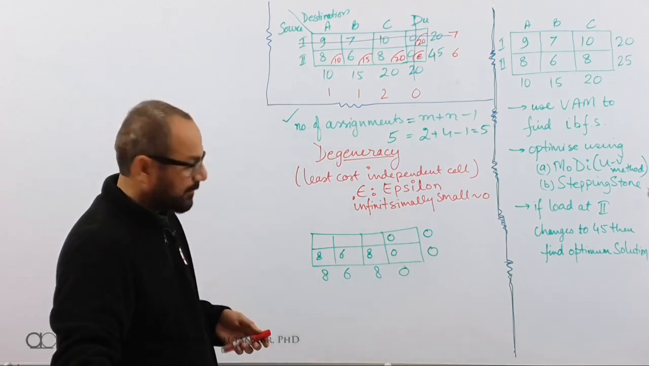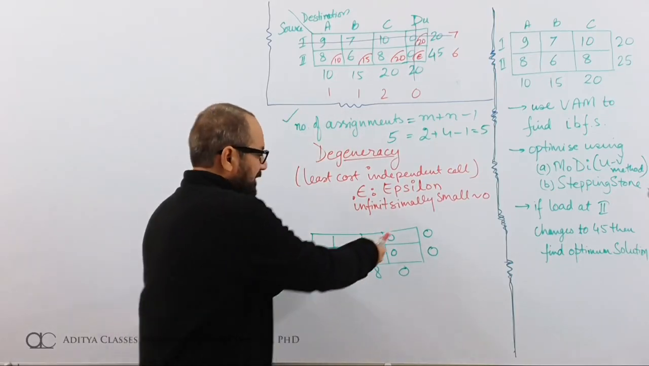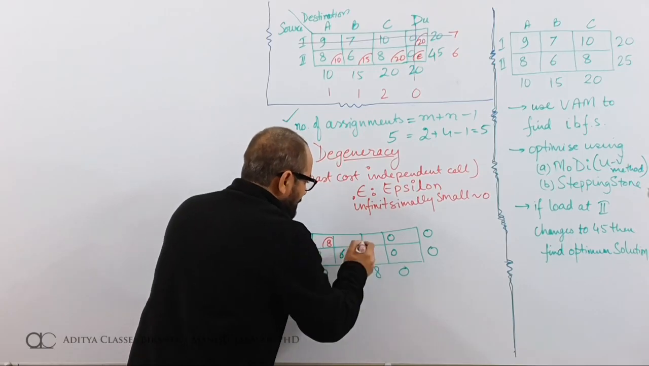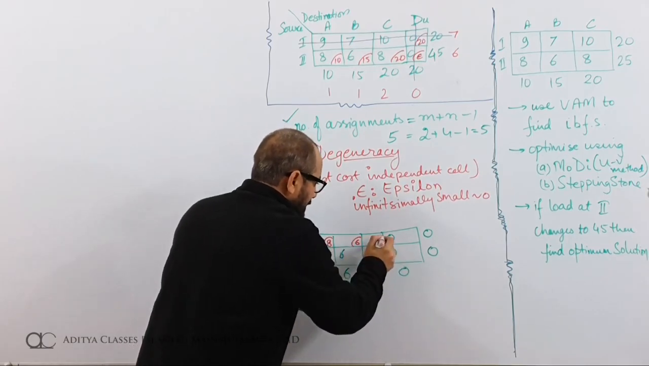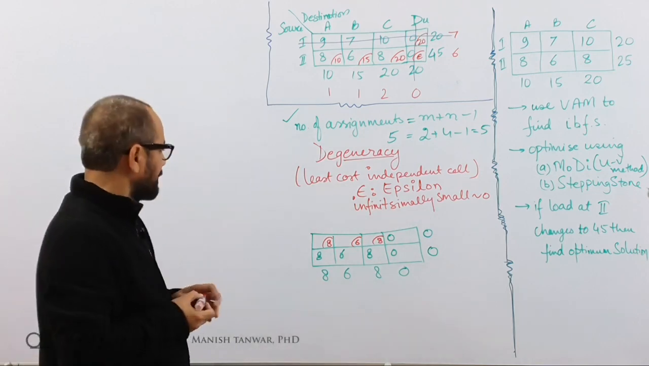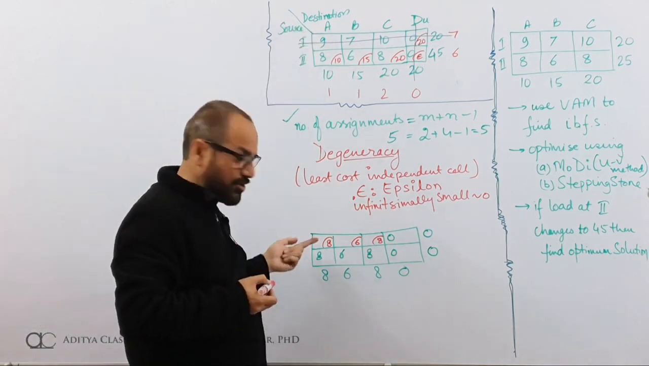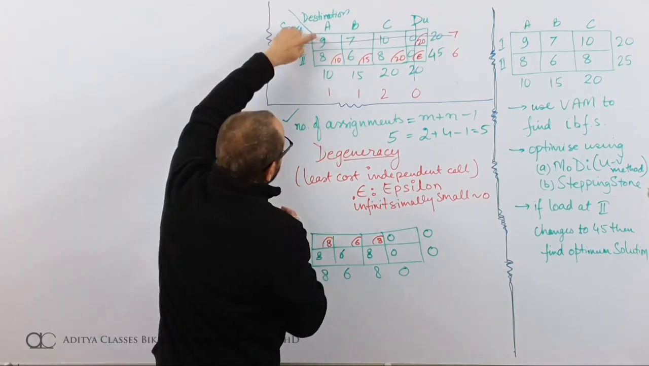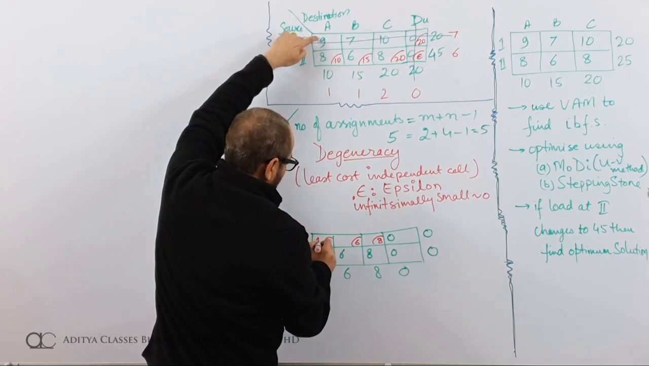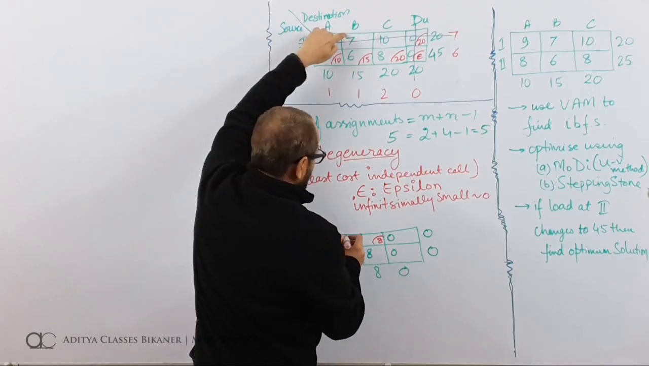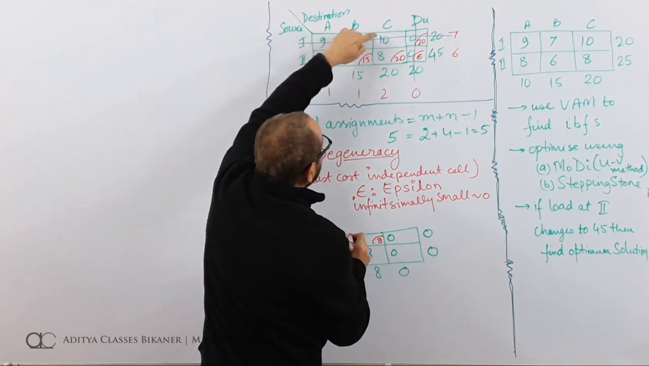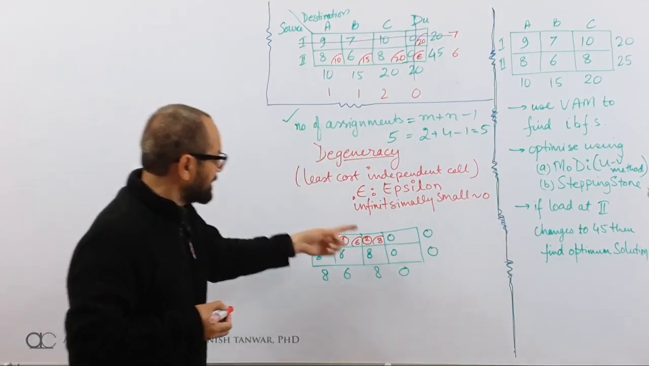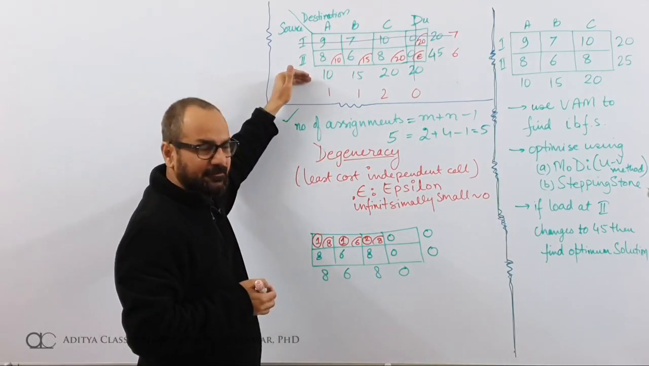Next, we need to check, fill in these values. 0 plus 8 would give me an 8. 0 plus 6 would give me a 6. 0 plus 8 would give me an 8. Fine. And then subtract these new cell values from original cell values. 9 minus this new value 8, 1. 7 minus 6, 1. 10 minus 8, 2. So this tells me that the solution that I have is optimum.